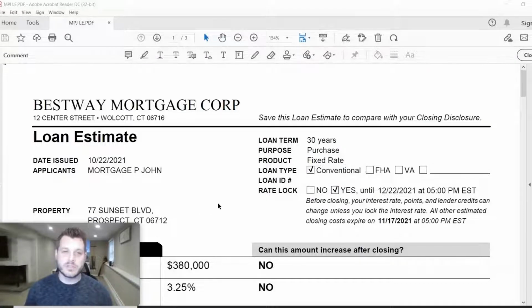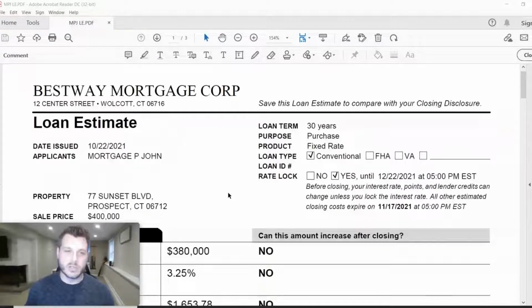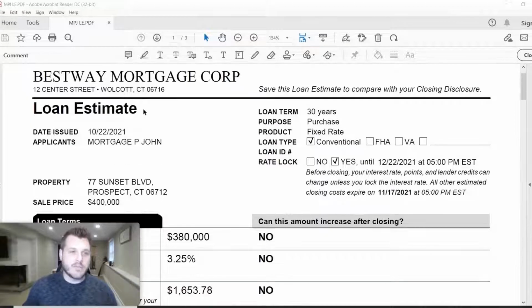This is what the first page of your loan estimate is going to look like. It's going to have all the details of your transaction right at the top. It's going to have your name. Make sure your name is spelled accurately. Right beneath your name is going to be your current address. I did not put one in there, but make sure your address is accurate.